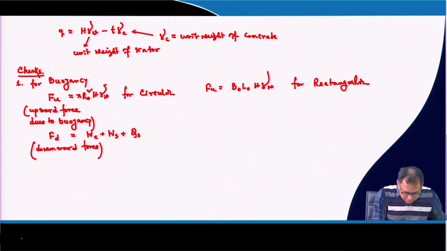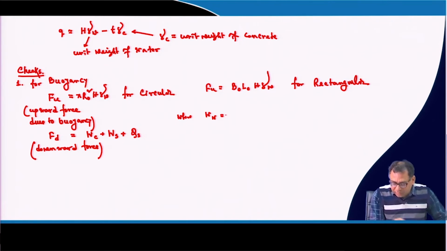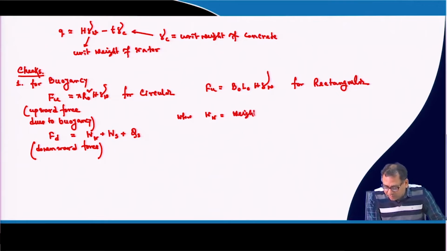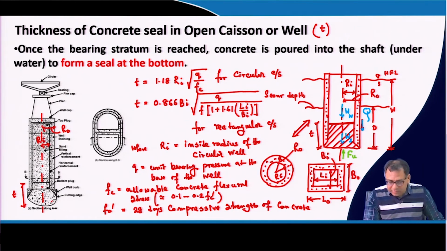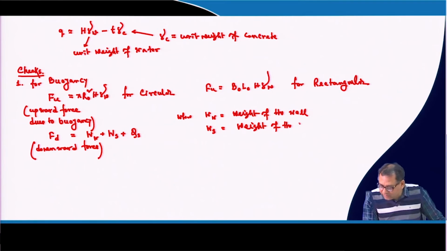So, I can write what the different components are. Here, W is the weight of the well or cushion, W_s is the weight of the seal, then Q is equal to skin friction.